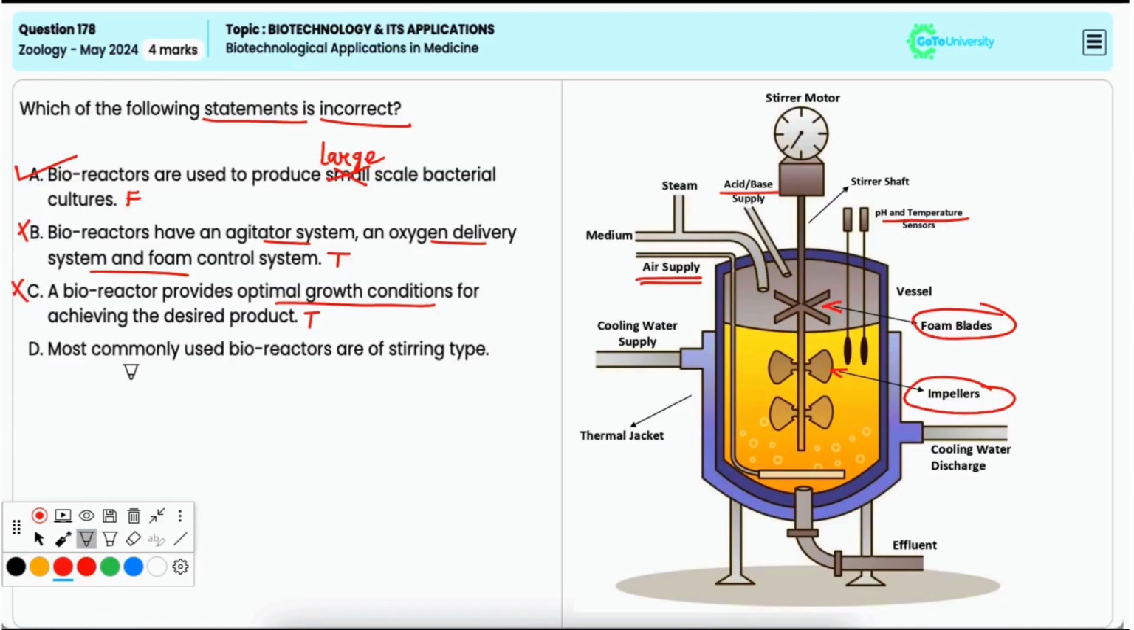Option D: most commonly used bioreactors are of stirring type. Now, this is also true. Stirring type bioreactors, such as stirred tank reactors, are widely used due to their efficiency in mixing, oxygen transfer as well as scalability. Thus, this is also an incorrect option.